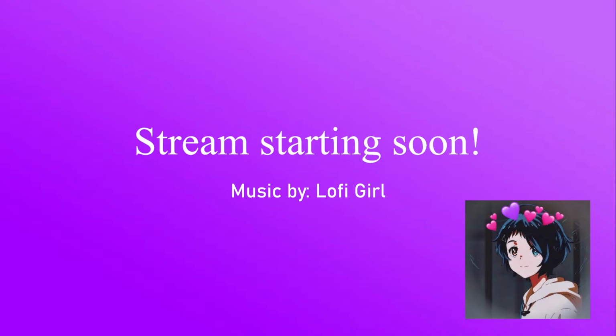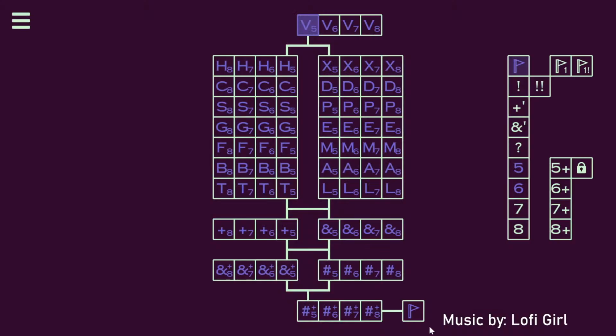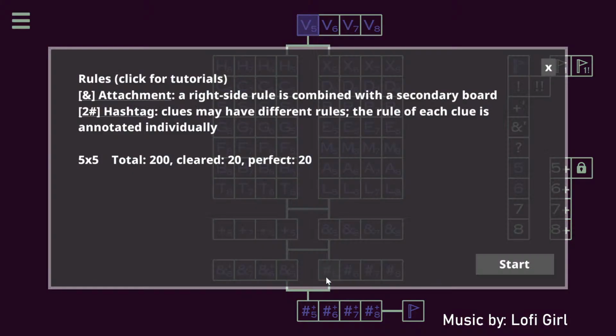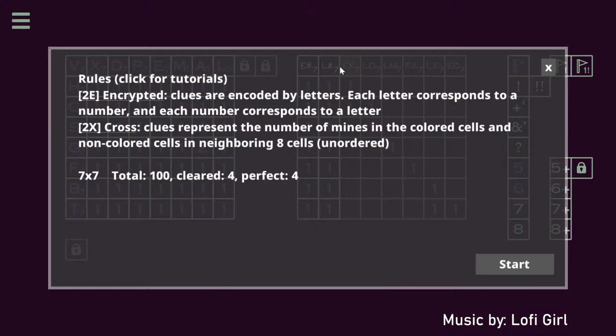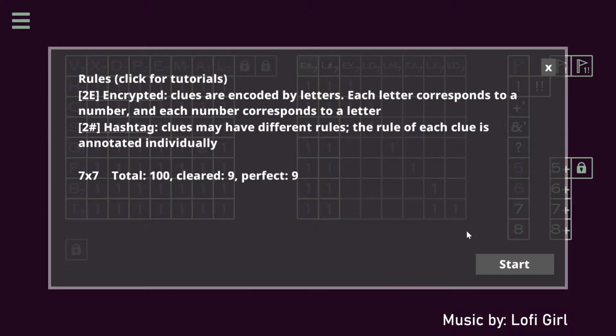Let's do this. Minesweeper. Okay. I'm just gonna keep doing this, I guess. Is it this one? Yeah, okay.